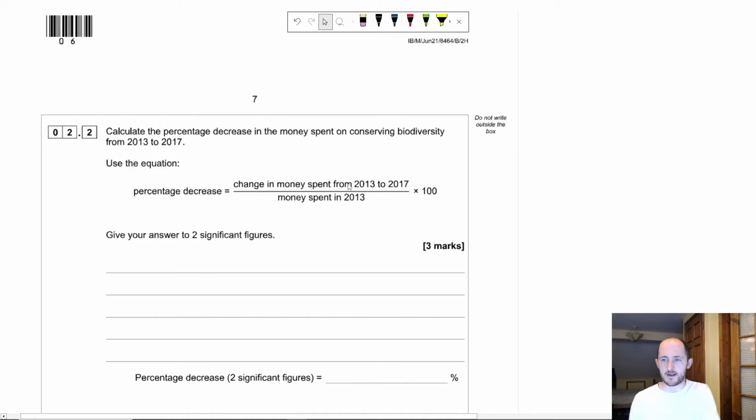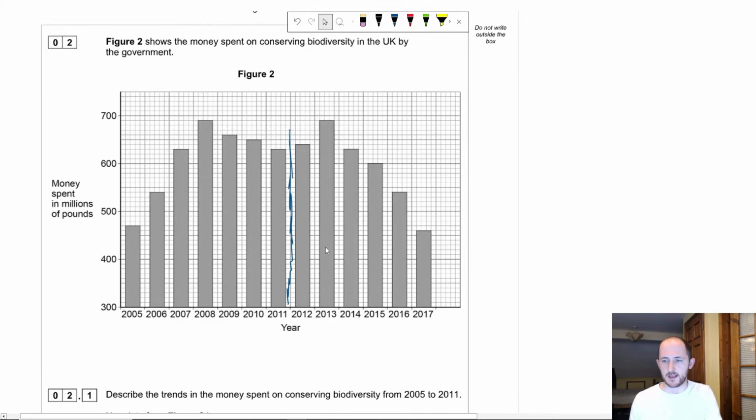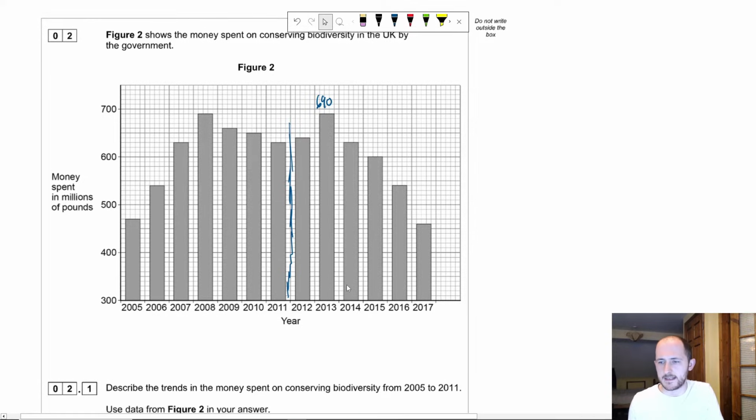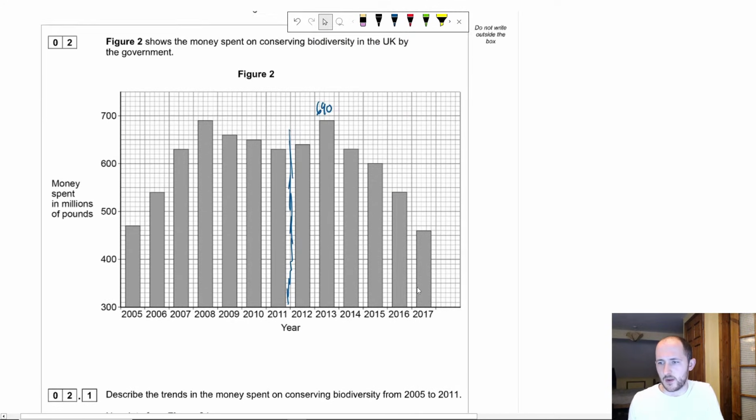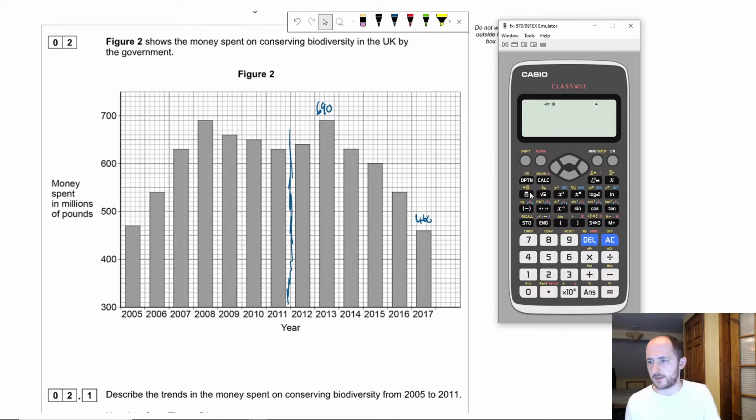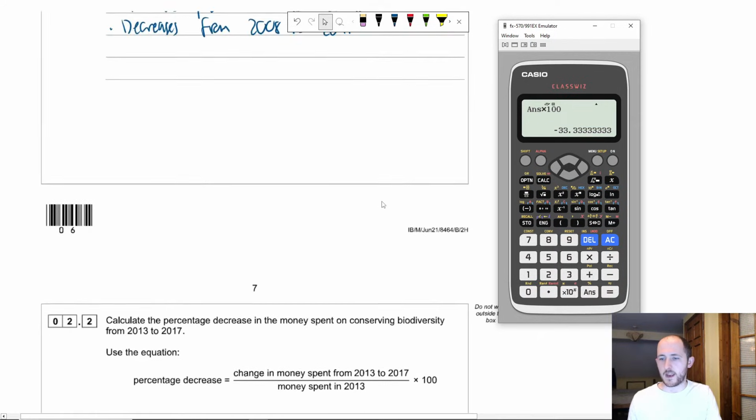So all we want to do is write down how much we had in 2013 and 2017. In 2013, that is 690 million, and in 2017, it's 460 million. You can write working out if you'd like, but you don't have to. It's the change, so we're going to do 460 minus 690 over 690, and then times that by 100 once we have our value. Again, this is just percentage change, right? So equals, times 100, a 33.3% decrease.